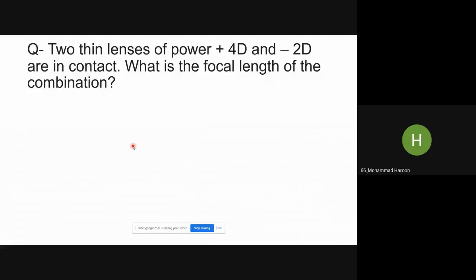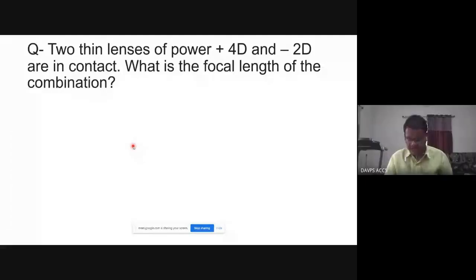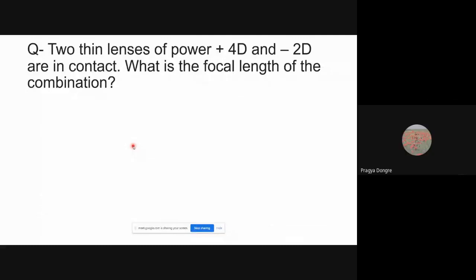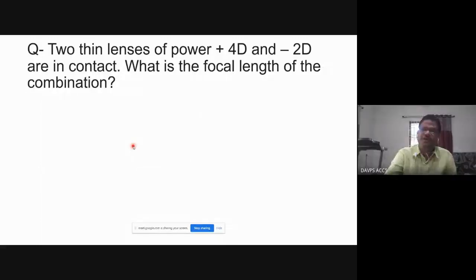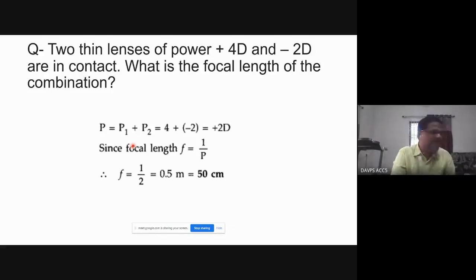Anybody? Palak, you tell me. What is the focal length of the combination? 50 centimeter. 2. Sir, 2 centimeters. What will be the net power calculated?